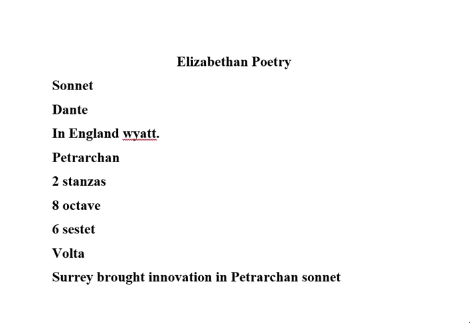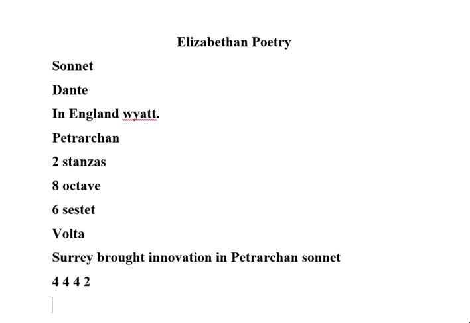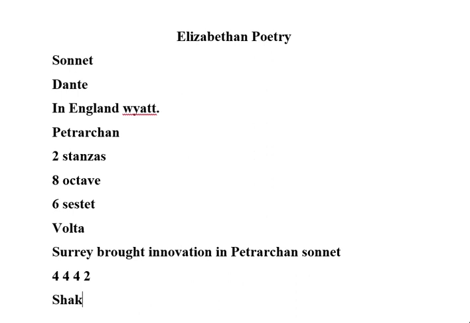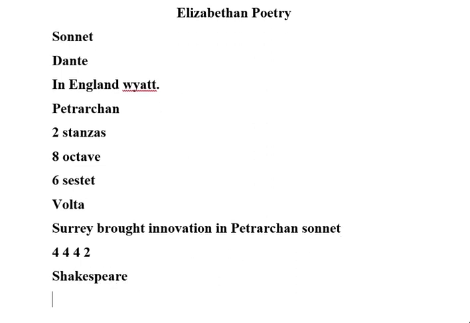His sonnets had 3 quatrains and a couplet, right? Like 4, then 4, then 4, then 2. And this was also followed by Shakespeare, and later they were known as Shakespearean sonnets, right? The rhyming scheme was also different of Surrey's sonnet and of Shakespeare's sonnet, right?